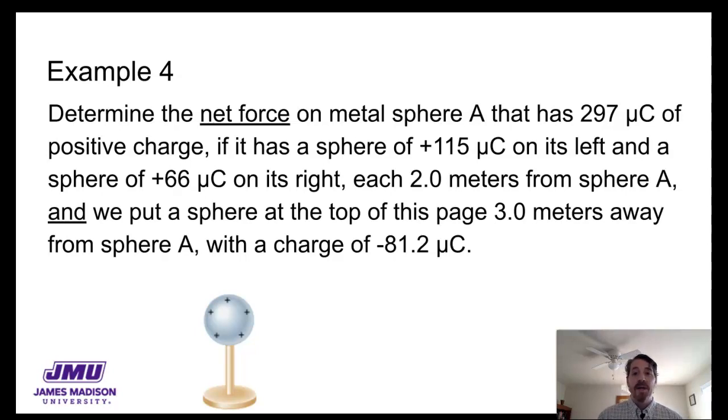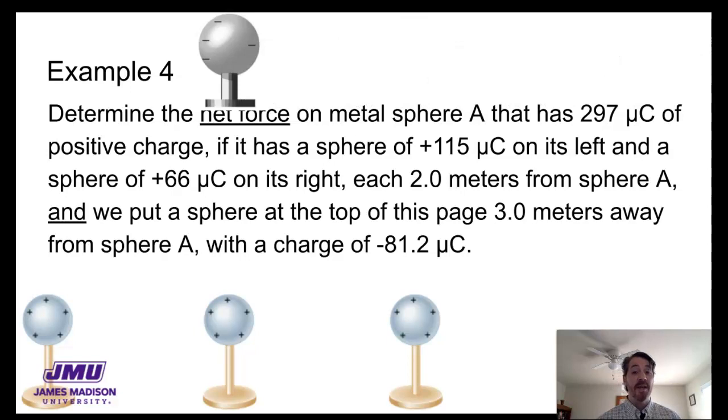Determine the net force on metal sphere A, that's shown here, that has 297 microcoulombs of positive charge if it has a sphere of 115 microcoulombs on its left and a sphere of positive 66 microcoulombs on its right, each 2 meters away from sphere A, and we put a sphere at the top of this page 3 meters away from sphere A, and that last sphere has a charge of negative 81.2 microcoulombs.